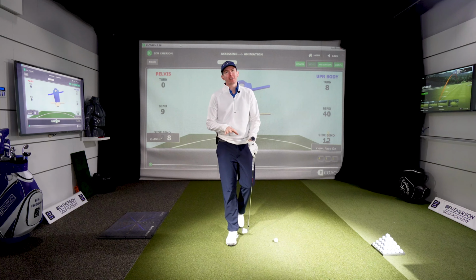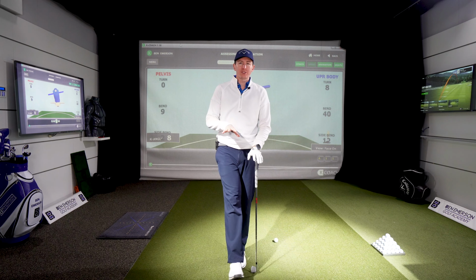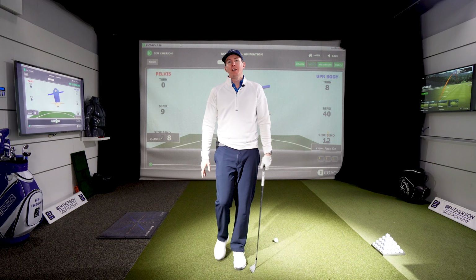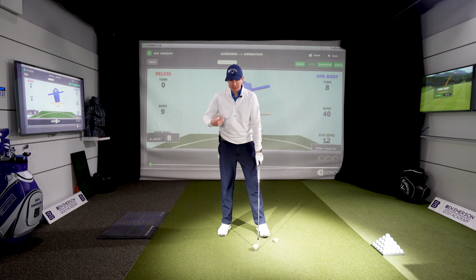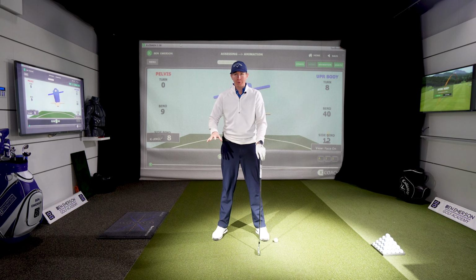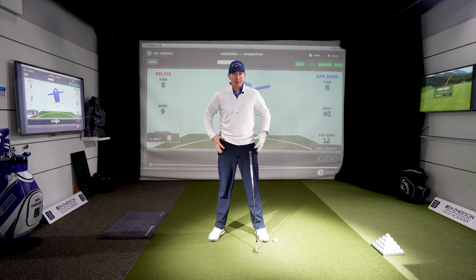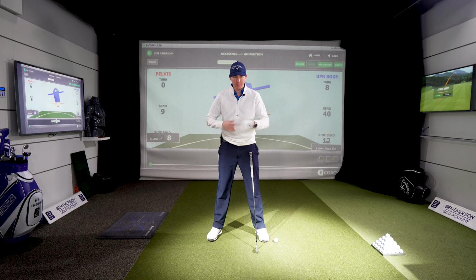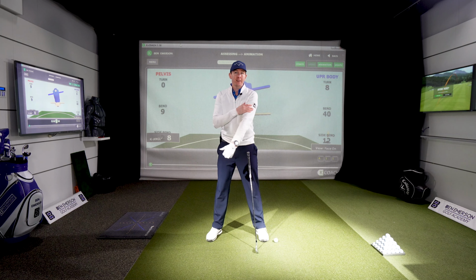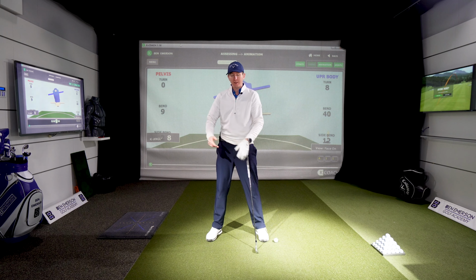So this is a question that I get asked a lot: what starts the downswing? I've got my 3D system on and we're measuring four parts of the body, right? We've got our lower body, our pelvis, we've got our upper body, our thorax, we've got our lead arm, and then finally the hands and the club.